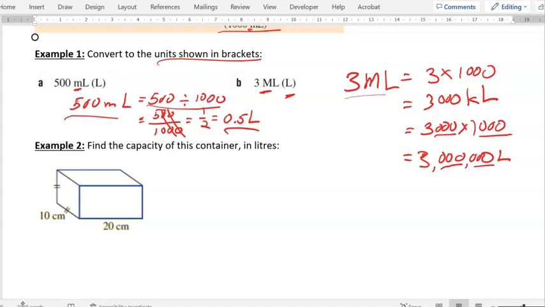See how it's so much easier to express that as capital M megaliters, 3. How many megaliters do I have? 3. How many liters do I have? 3 million. I don't want to count that.